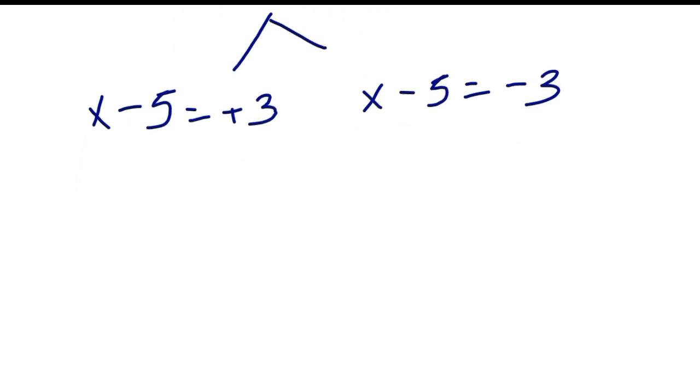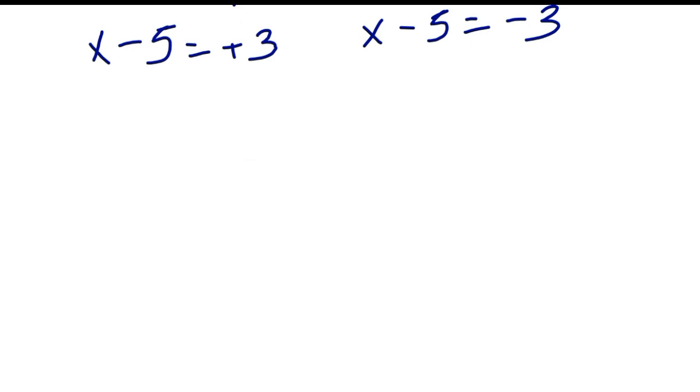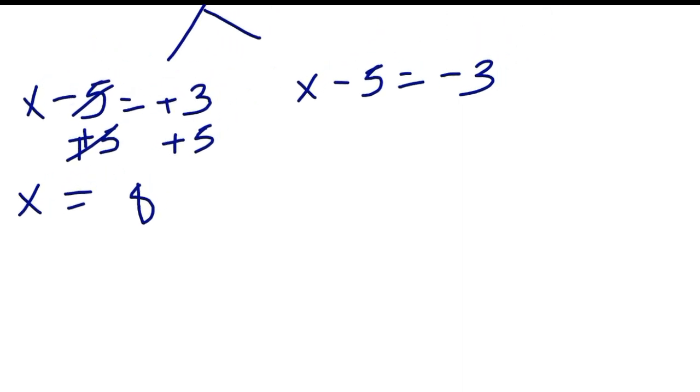Now, we're going to try solving the positive side first. The first step is to eliminate this minus 5, so you add positive 5 to both sides of the equation. This will give us that x is equal to, obviously this will cancel this, 3 plus 5, which is equal to 8. So we have that x is equal to 8. Now, on the other side, we have our equation equal to negative 3. We are also going to eliminate this minus 5 by adding positive 5 to both sides of the equation.